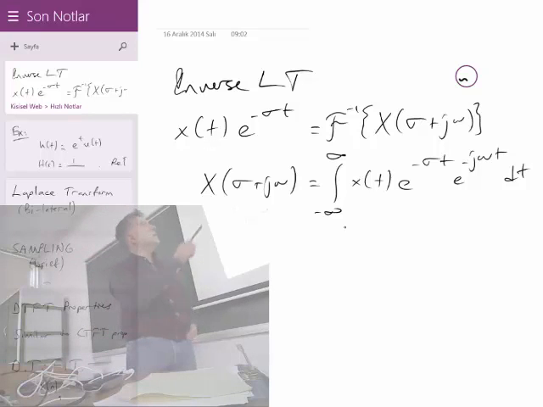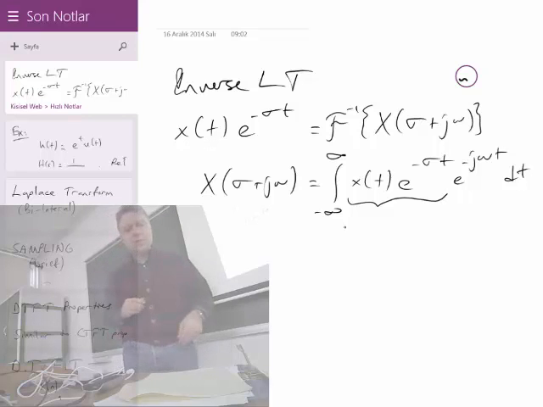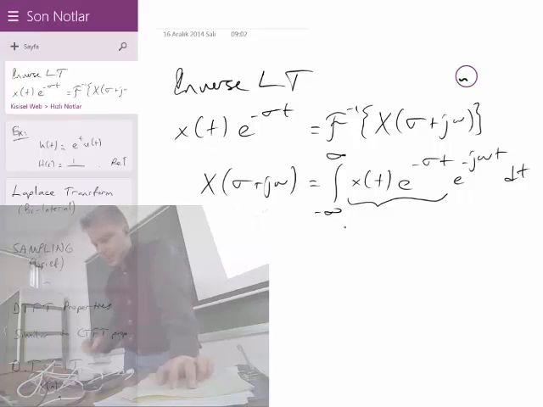With the t parentheses, we had sigma plus j omega, which was abbreviated with an s parameter. So what we are doing here is we are assuming that this portion is the real function of which we take the Fourier transform. That's why x of t times e to the minus sigma t is the inverse Fourier transform of X of sigma plus j omega, capital X of sigma plus j omega. That's where it comes from.